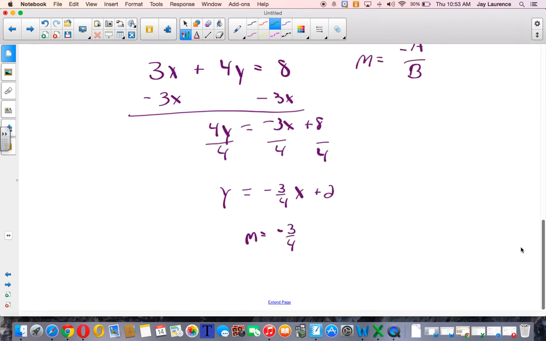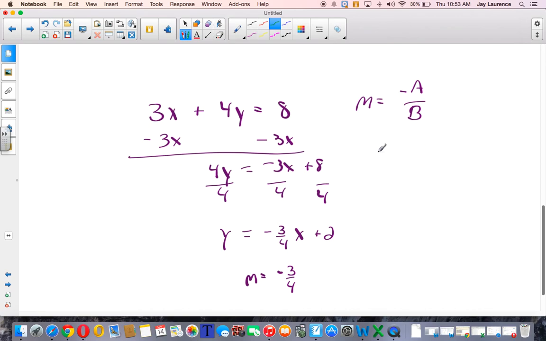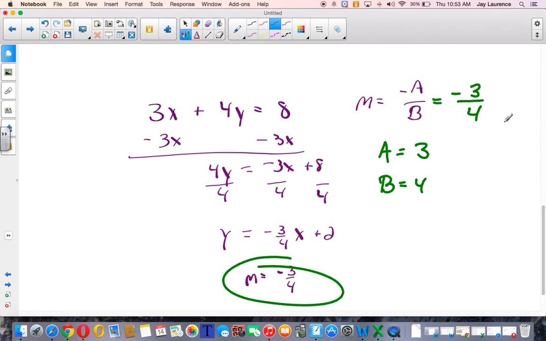If I use negative a over b, I think it's easier, but it doesn't matter what I think. It matters what you're able to do. A is 3, b is 4. So negative a over b ends up being negative 3/4. Well, isn't that the same as this? So it doesn't matter which way you do it.